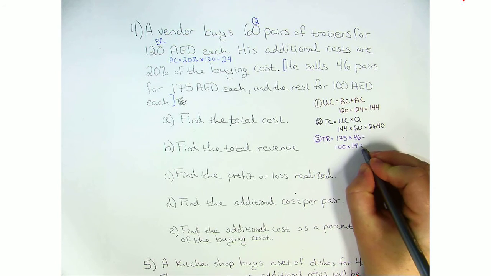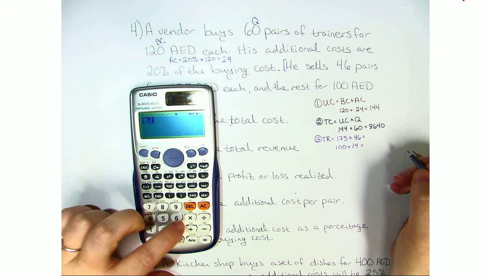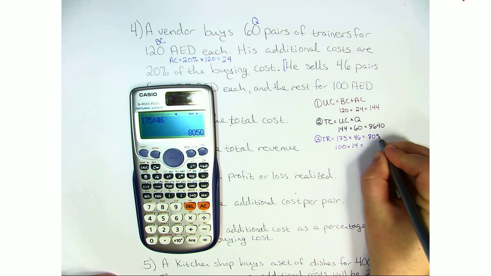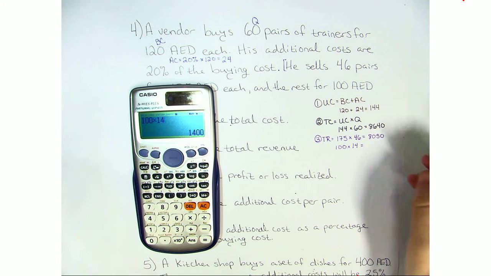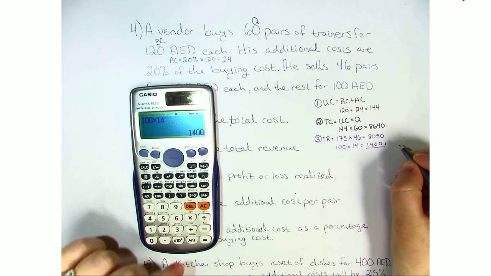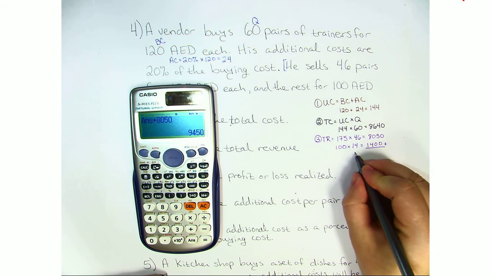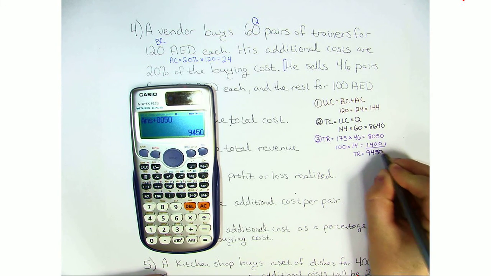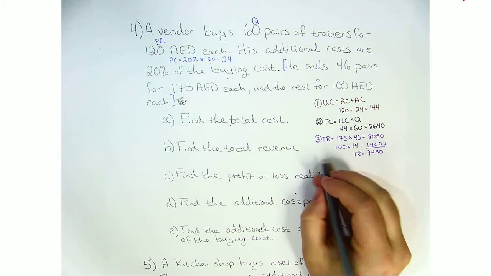So now we need to multiply each of these together. 175 times 46 gives me 8,050 dirhams. And lastly, 100 times 14 gives me 1,400 dirhams. So when you add the 2 of these together, you get a total revenue of 9,450 dirhams. Now we're not done just yet. We still have to do our final step.